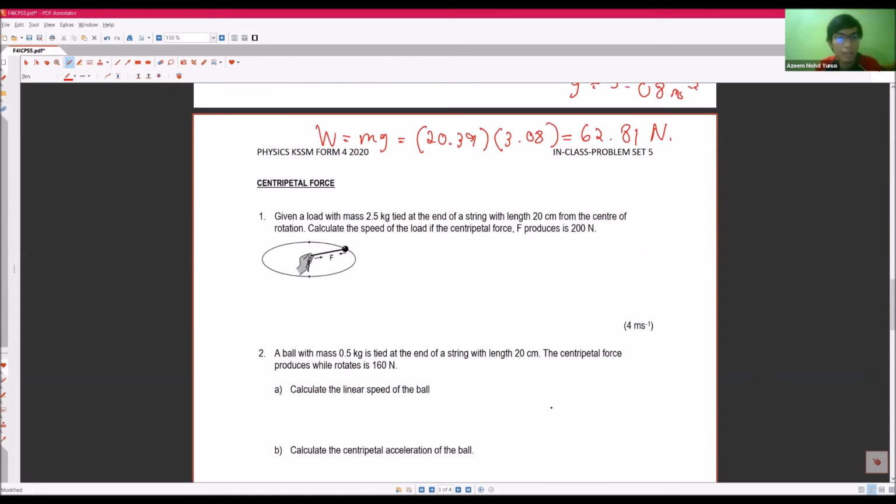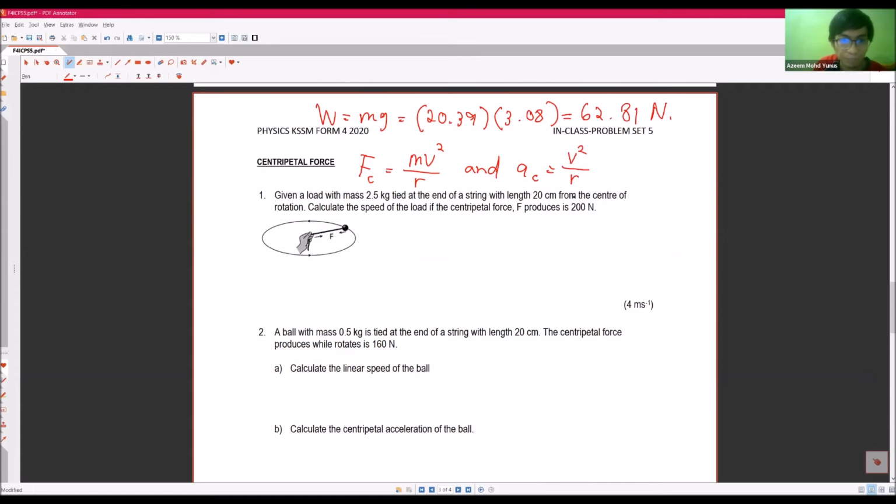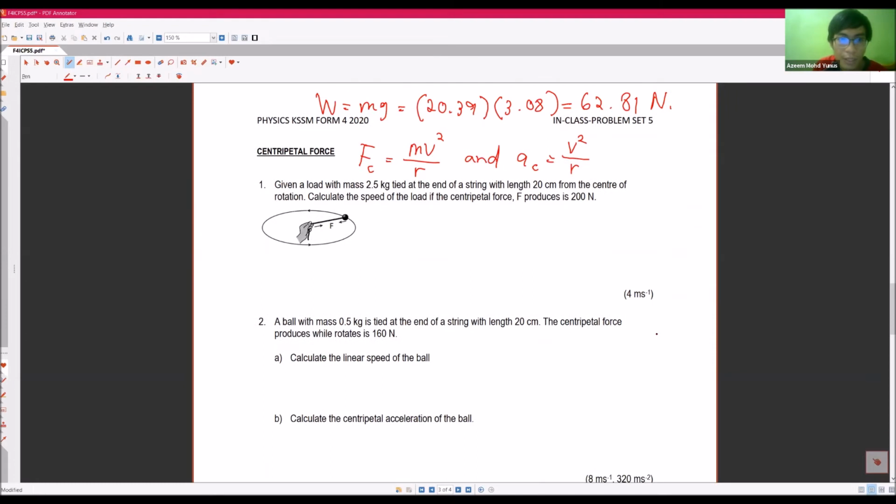Here we introduce centripetal force. The formula is mv squared over r, and the centripetal acceleration is v squared over r. Okay, given a load with mass 2.5 kilograms tied at the end of a string with length 20 centimeters from the center of rotation, calculate the speed of the load if the centripetal force is 200 newtons.